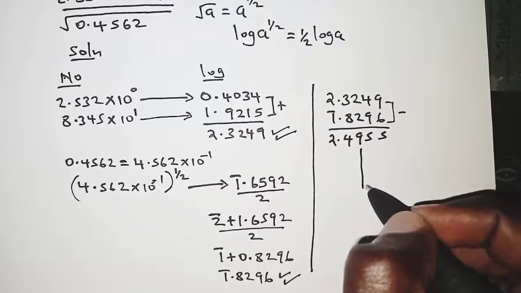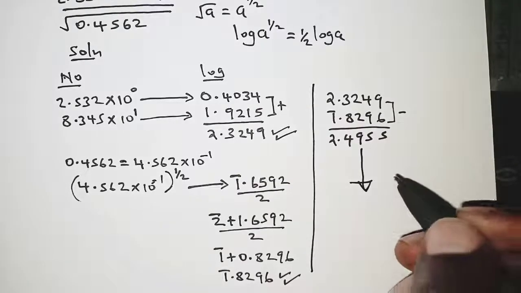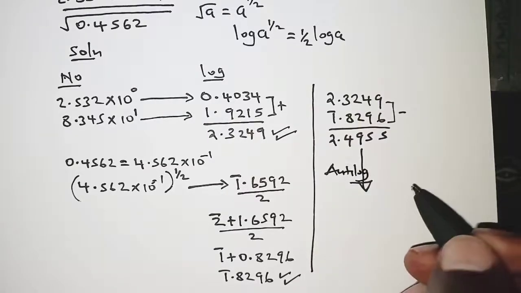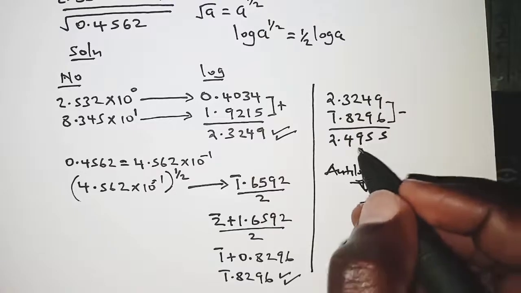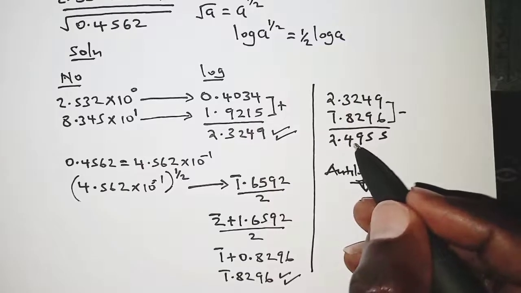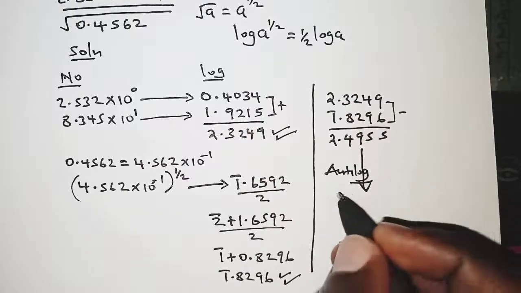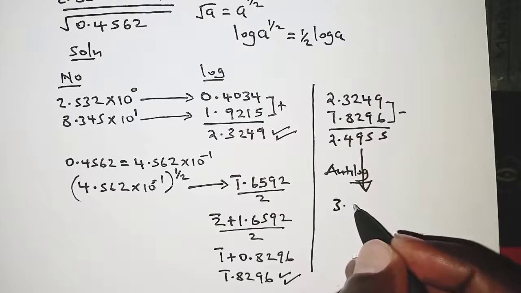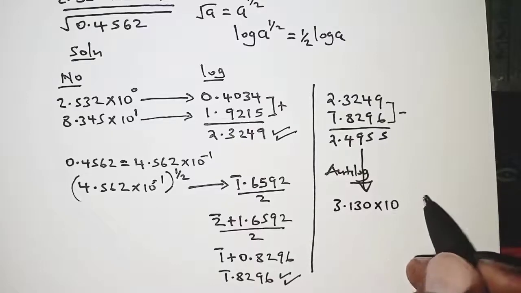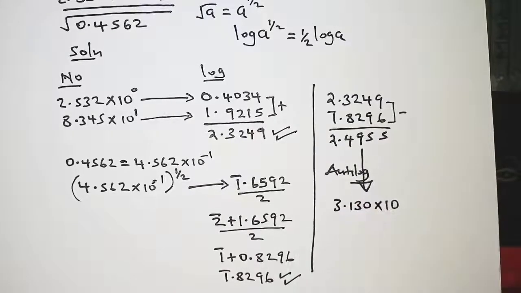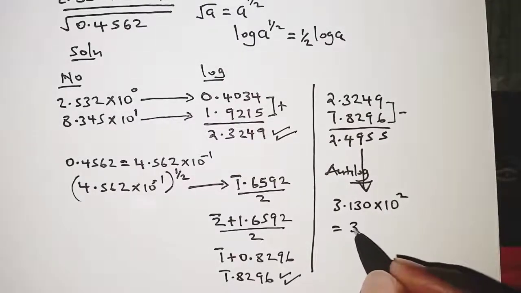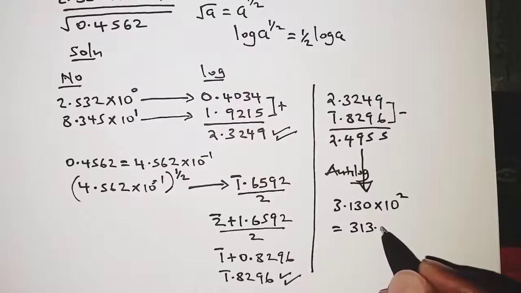So from here, we can now finally get the answer by reading the antilog. And the antilog we obtain by simply reading the antilog of the mantissa part, 0.4955, and that correctly read should give us 3.130 times 10 power. Now the power of 10 is always the characteristic, so we have 2. So this finally gives us 313.0.